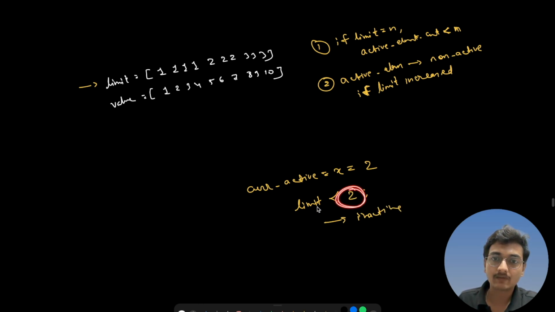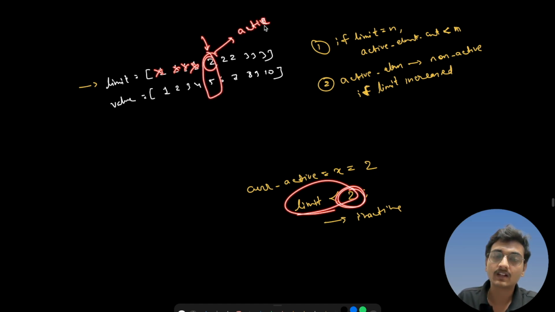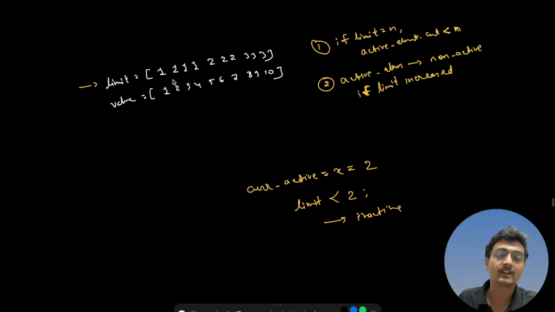So if limit is less than 2, I need to make those inactive. As soon as I have made this part active, first this will be active, then only will I make the others inactive. First I will compute this answer, then I will make the elements active or inactive, all these things.